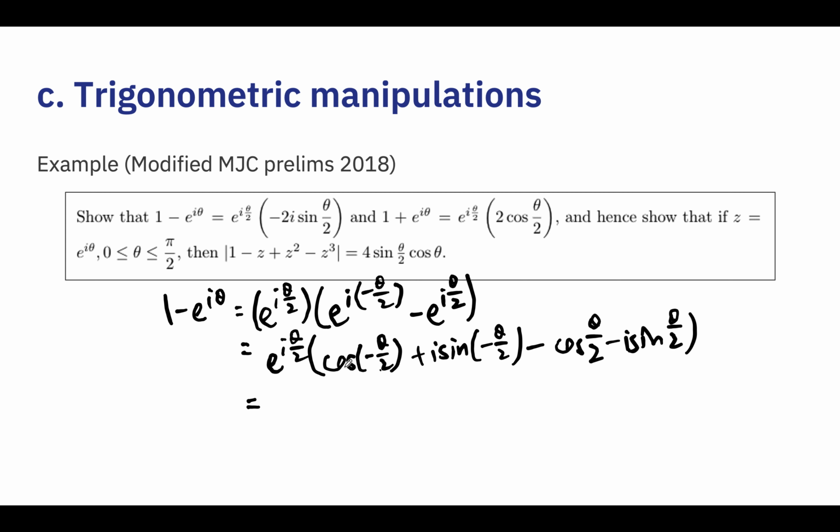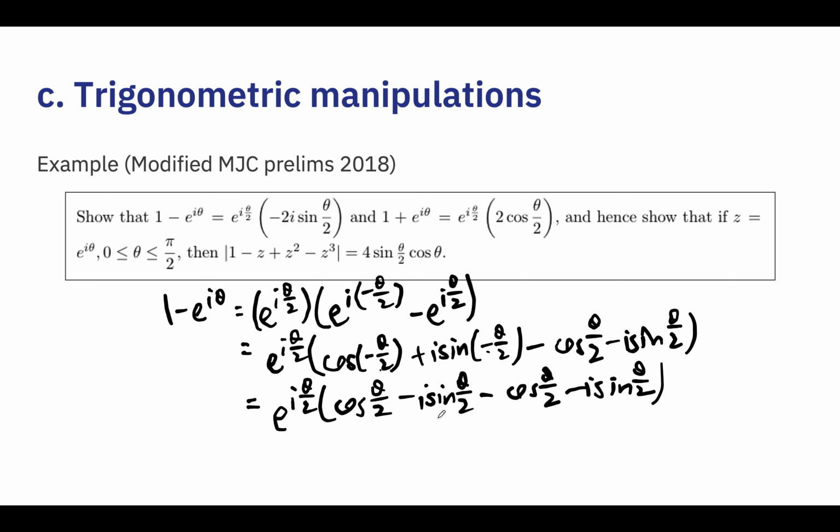So we recall that cosine of minus x is equal to cosine of x. Right, so we can simply remove the negative sign. But for sine, we have to bring out the negative sign. So it becomes minus i sine theta over 2, minus cosine theta over 2, minus i sine theta over 2. So now we can cancel the cosine terms out and we will get the desired result.